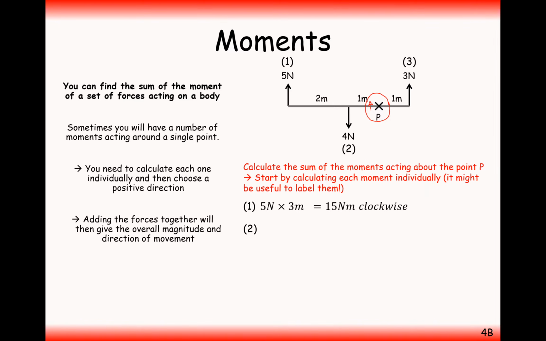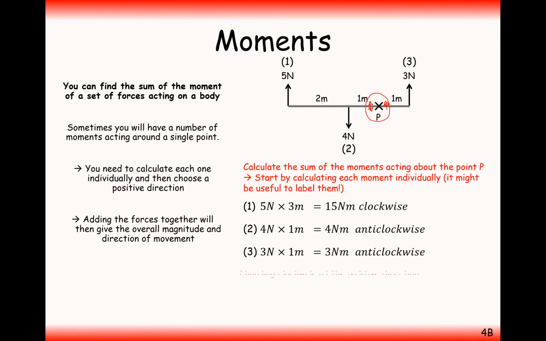For the second force now, it's a calculation of 4 times 1, but this is going down on the left hand side of the clock, so that's going to be going in an anti-clockwise direction. And for force 3, this is a calculation of 1 times 3, and this is going to be going upwards on the right hand side of the clock, which is equal to an anti-clockwise direction. So our answer here is 3 Newton meters in an anti-clockwise direction.